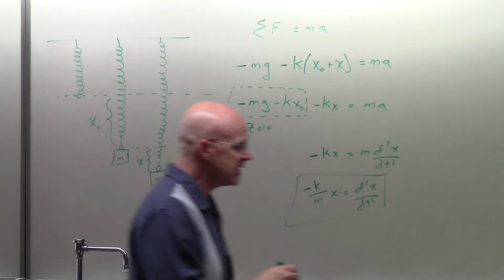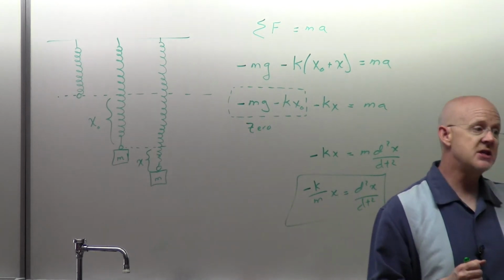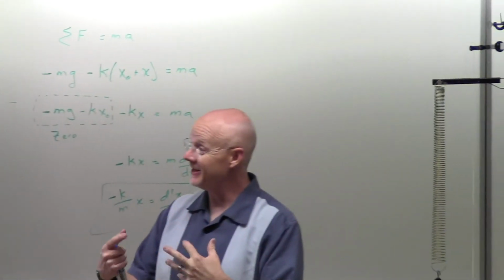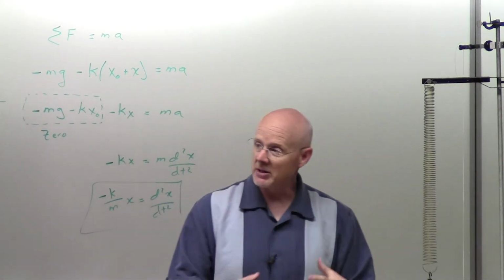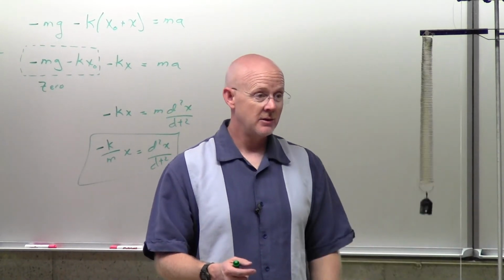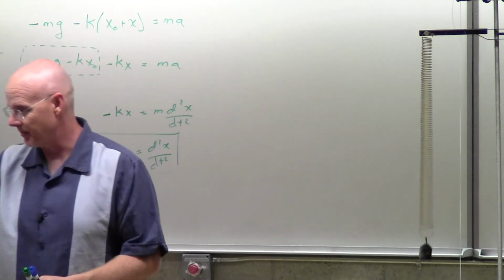Well, that kind of makes sense because it's this initial stretching of the spring that counterbalances gravity anyways. So now it's like there's no gravity. And so no gravity, whether the spring was vertical or horizontal, would end up with the same thing. So then I'm not that surprised.